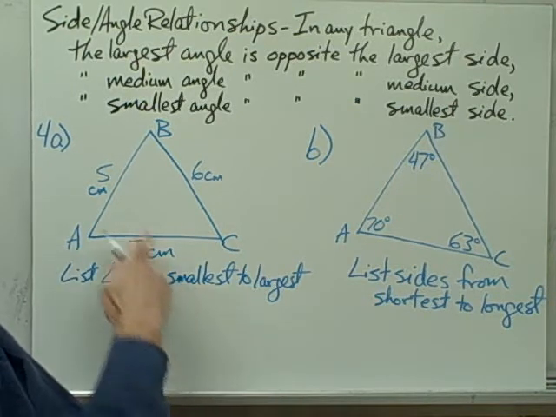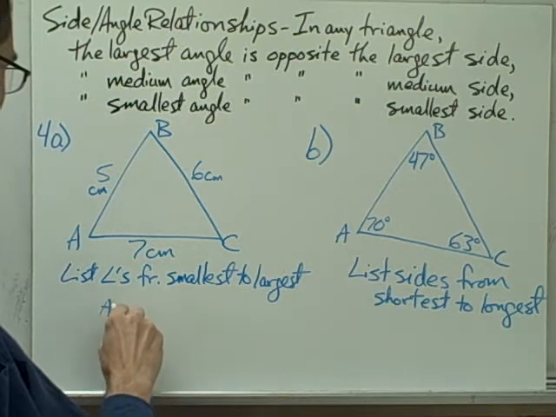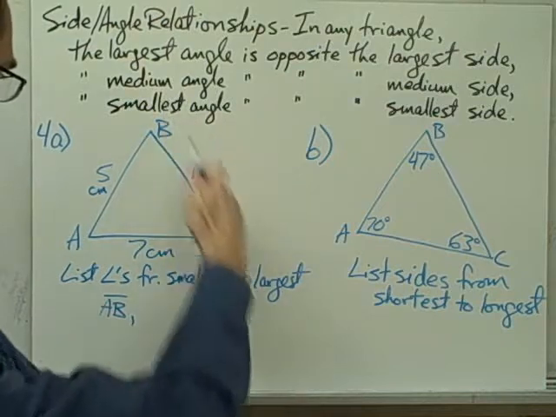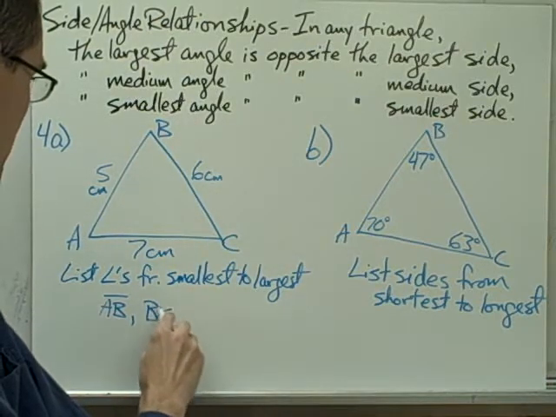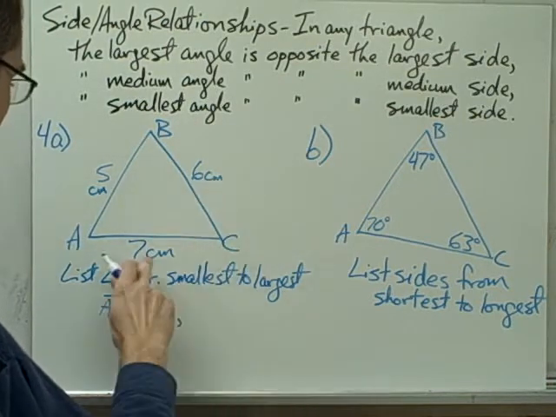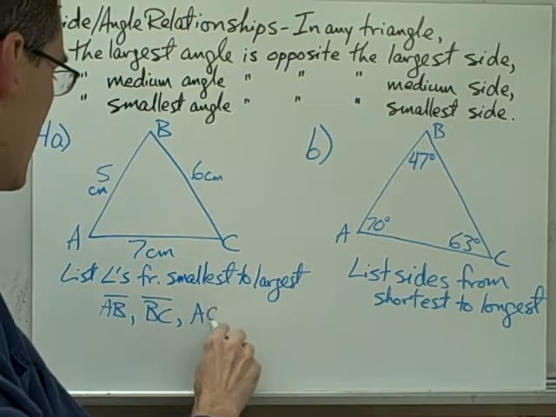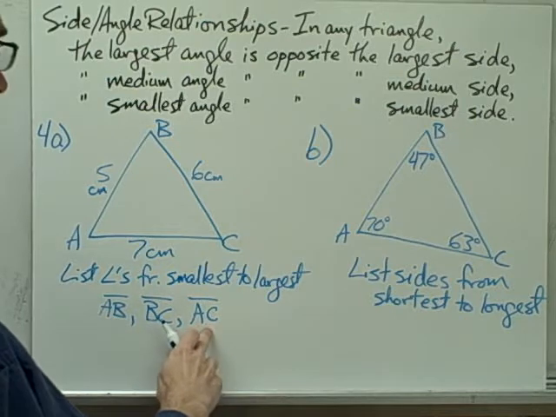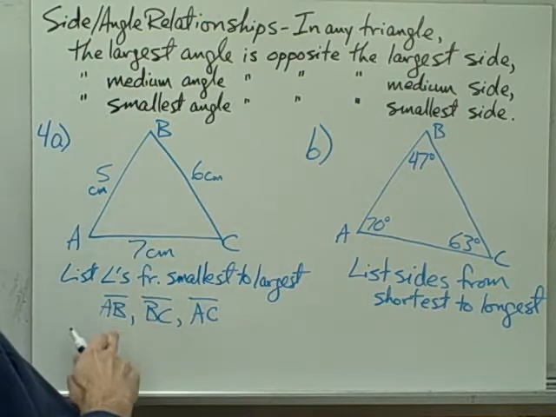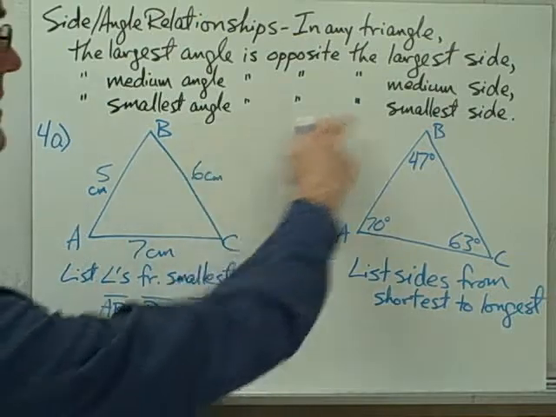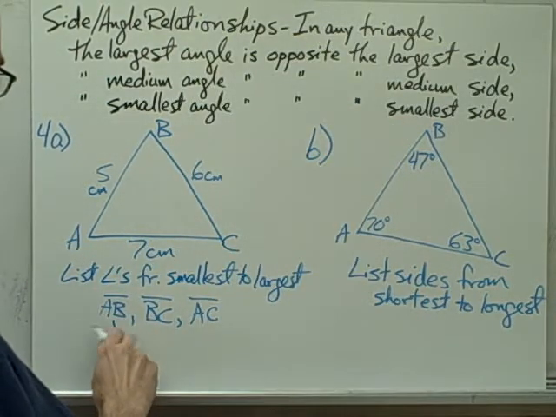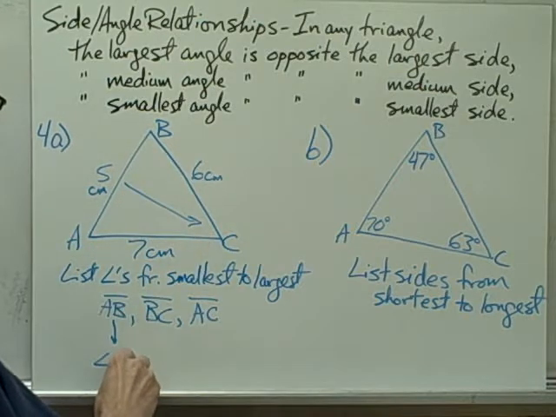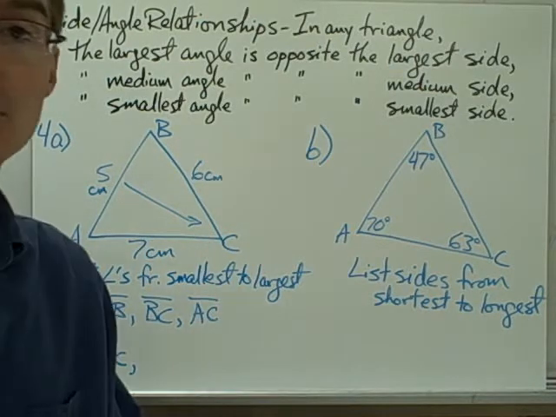Since I know that the smallest angle is opposite the smallest side, let me go ahead and list the sides in order from smallest to largest. The smallest side would be side AB. And let's see, the medium side would be BC. That's 6 centimeters. And then the largest side would be AC. That's 7 centimeters. So that's smallest side, medium side, largest side. Well, since I know the smallest angle is opposite the smallest side, that means the angle opposite AB, let's see, that's angle C. That must be my smallest angle.